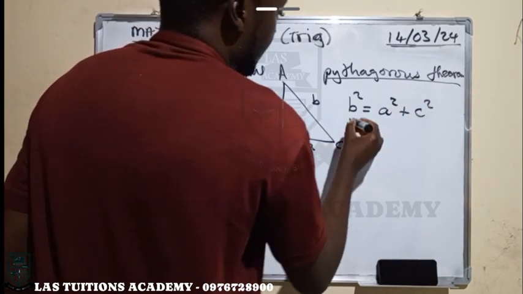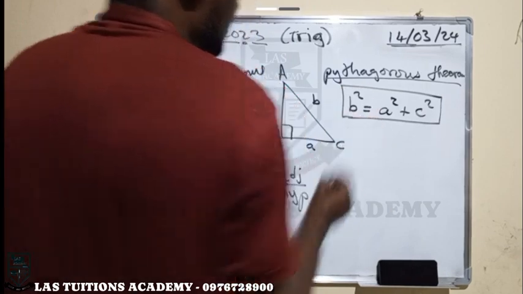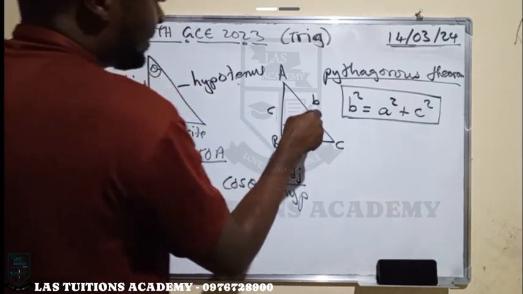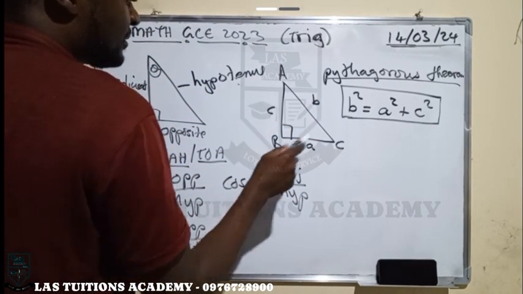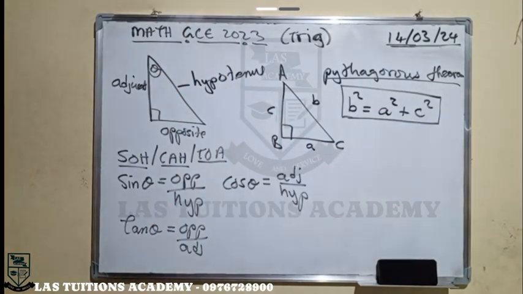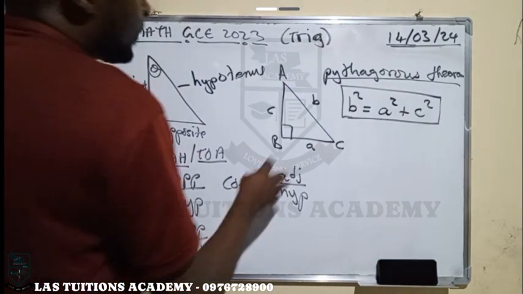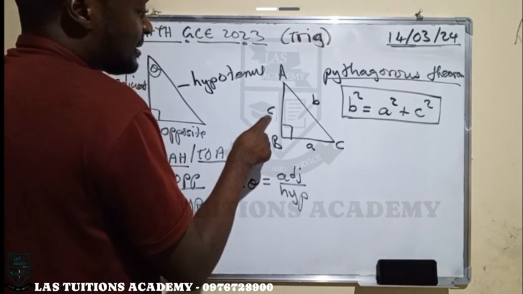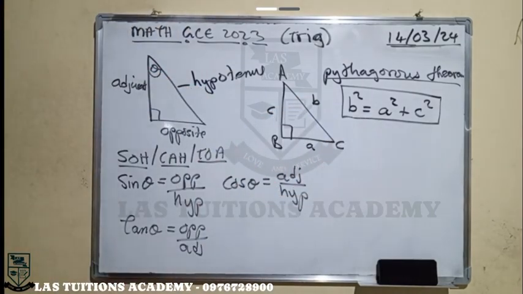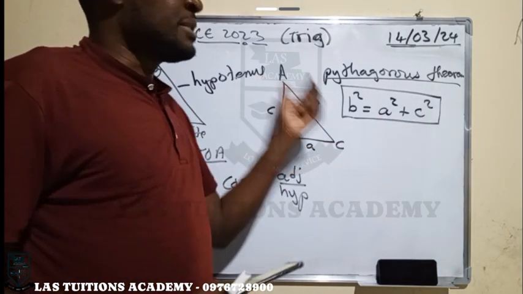So this is what we have from Pythagoras theorem. That's what the theorem states: B squared, the square of the hypotenuse, is the same as when you square this plus this one. So for a right angled triangle, if you are given two sides A and C, and you are asked to find B, this is the formula that you use to find the missing side.